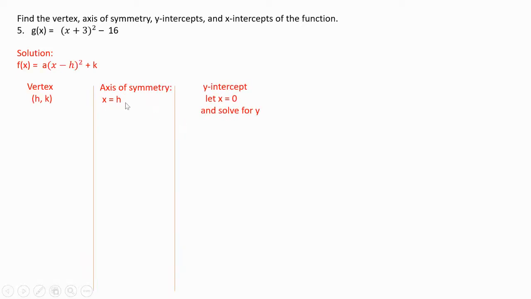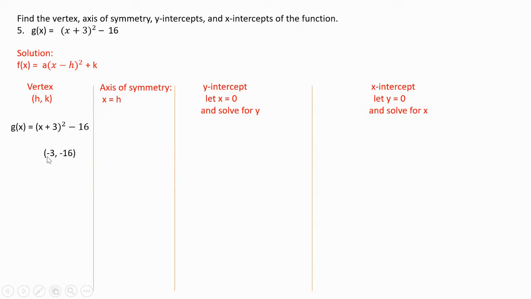For my y-intercept, it's not that visual like in the other form. So for the y-intercept, you're going to let x equal 0 and solve for y. And for the x-intercepts, you're going to let y equal 0 and solve for x. Okay, so let's execute the plan here for each topic. So the first topic is find the vertex. So my h is -3, right? And my vertex is (h, k). My h is -3 and my k is -16. So this is my vertex.